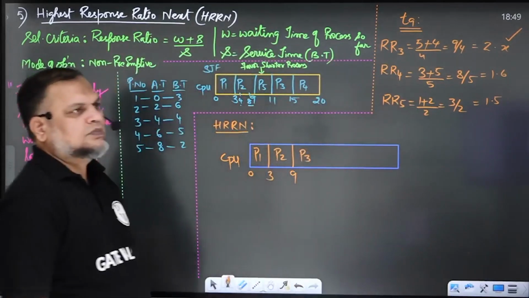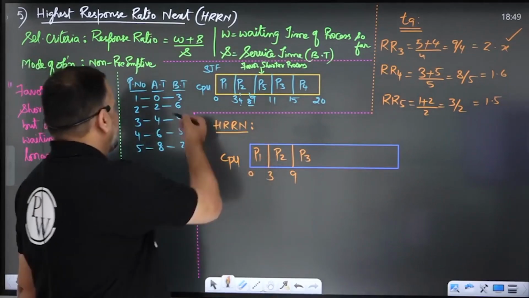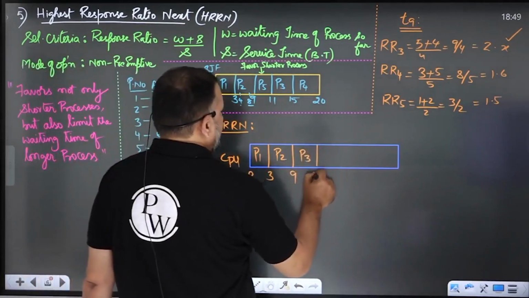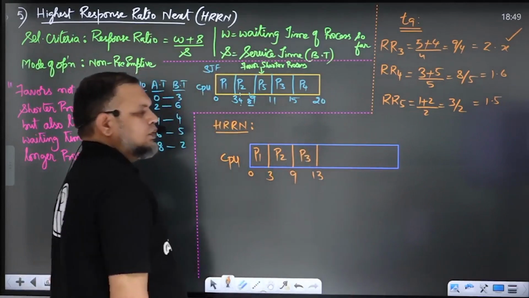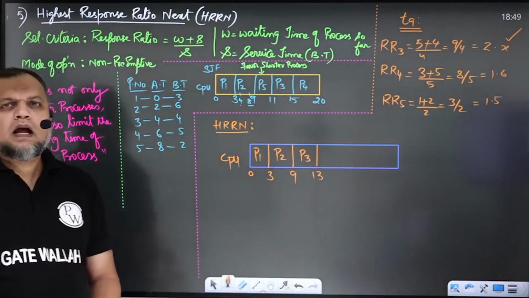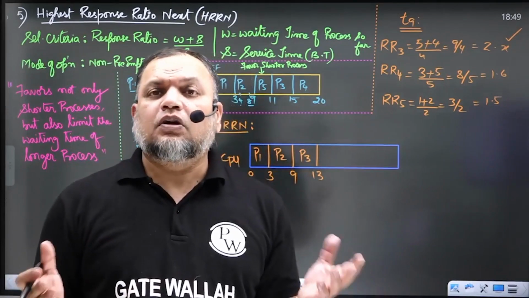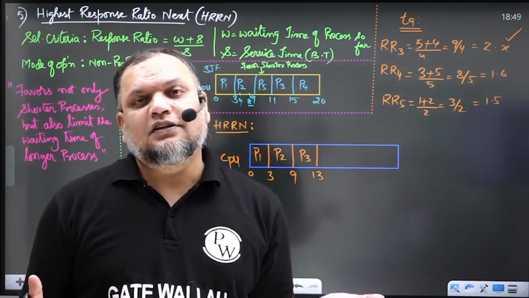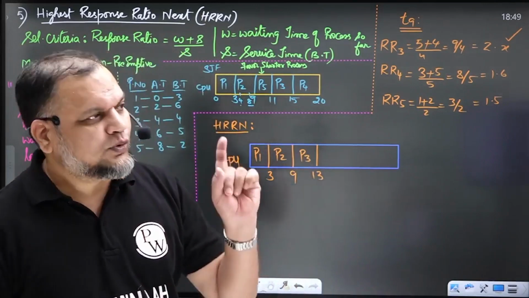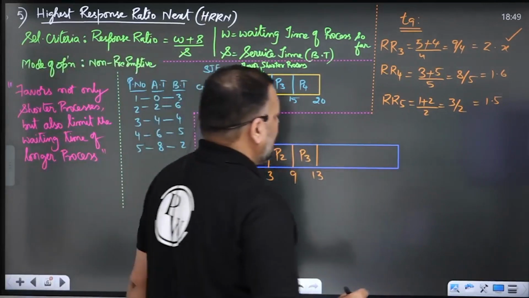P3, non-preemptive, burst time is 4. So it is going to finish at time 13, 9 plus 4. At 13, can I make a decision immediately? No, because waiting times may change. So we have to compute the response ratio again.